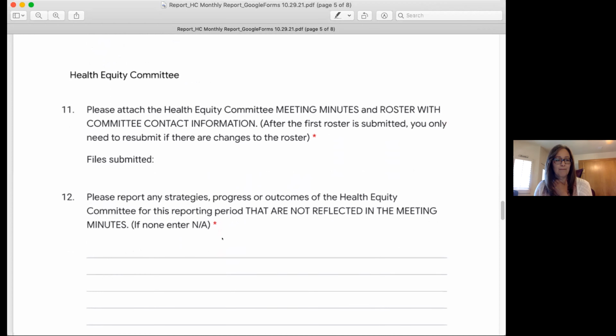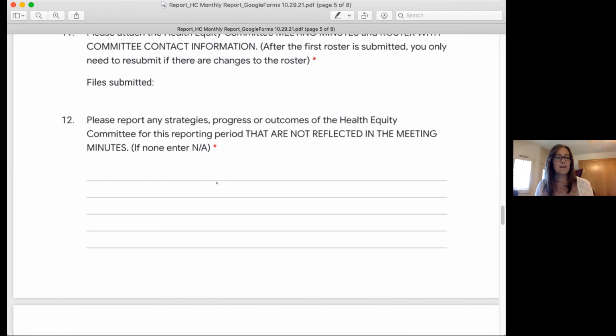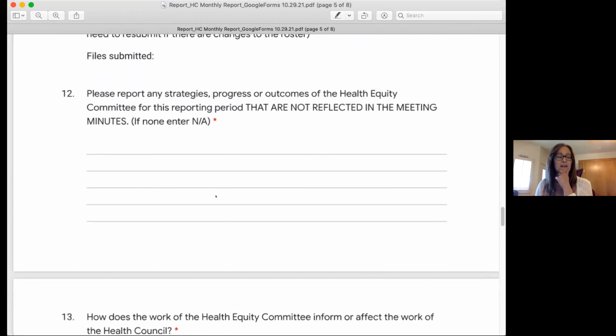Okay, next, you'll be reporting on any strategies, progress, or outcomes of the Health Equity Committee for the reporting period that for whatever reason may not be reflected in the meeting minutes. Maybe they're all drawn up and ready to go, and something new happened, or something fell through, or any update, you can add it here. If you have nothing, enter not applicable, NA, otherwise you will not be able to move on to the next question. Most of these have an asterisk, so you will have to enter something. So if it doesn't apply, just put NA, please.